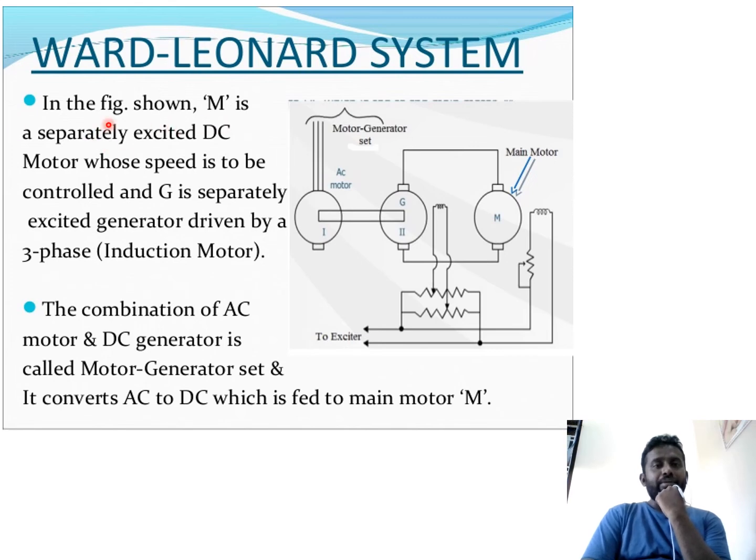In the figure shown, M is a separately excited DC motor whose speed is to be controlled, and G is a separately excited generator driven by a 3-phase induction motor. This is an induction motor. The combination of AC motor and DC generator is called a motor generator set. It converts AC to DC, which is fed to the main motor.